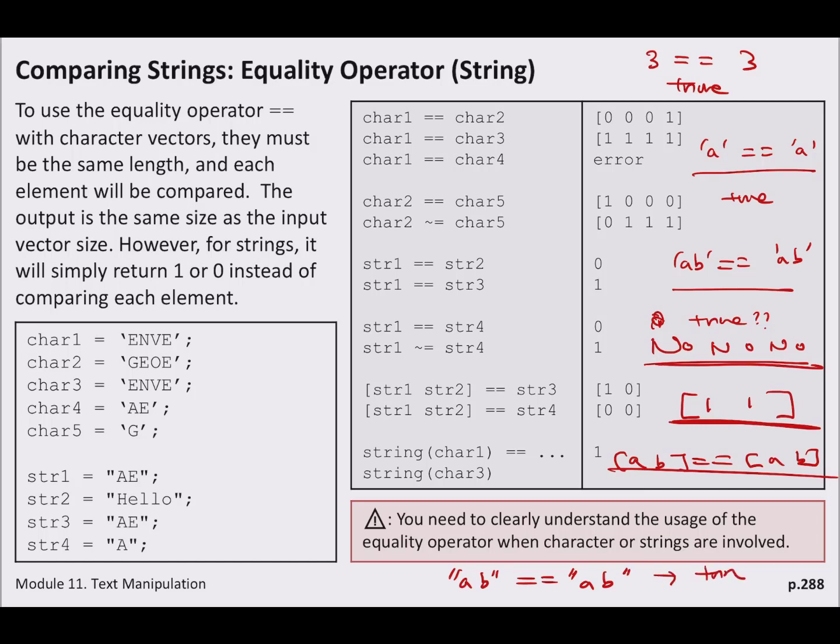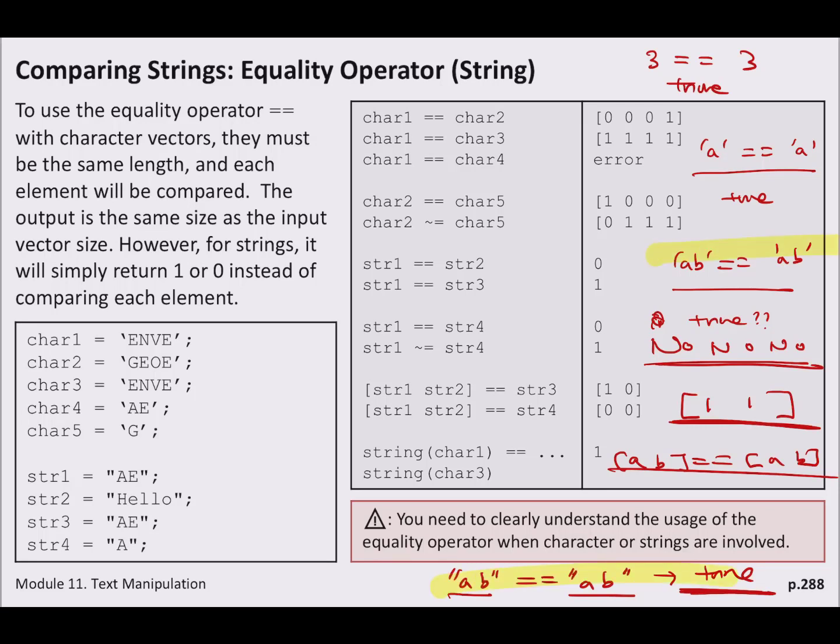This one is true. Why? AB in double quotes is a string scalar, a single value. AB is a single value. These are single values. That's why your answer is a 1, true or false.